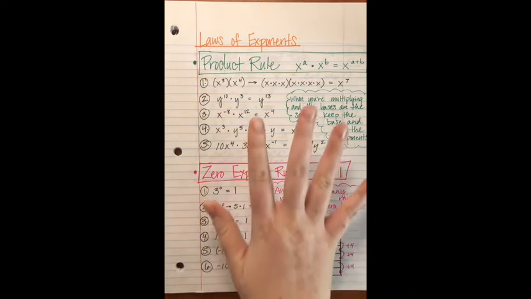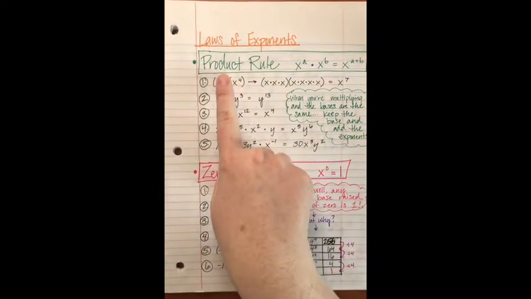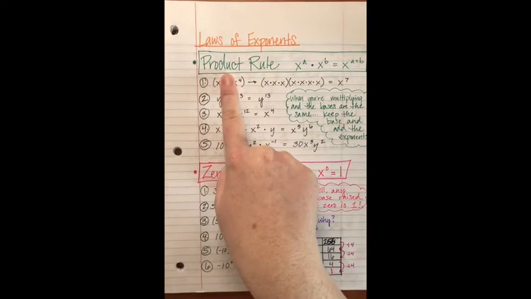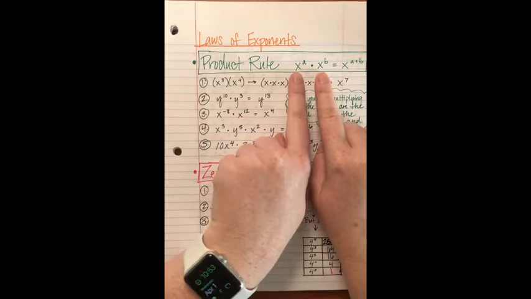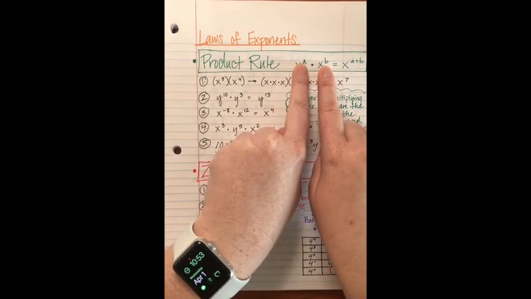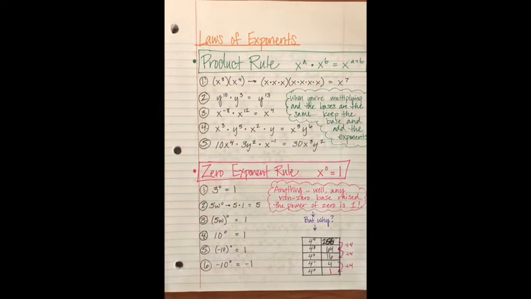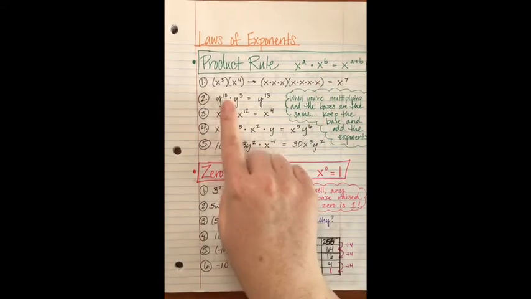Okay. So laws of exponents, let's just do a little review. Product rule. Product means multiplying. So when you're multiplying and your bases are the same, so x and x, then you can actually just add whatever the exponents are, a plus b. So we got some examples in there.